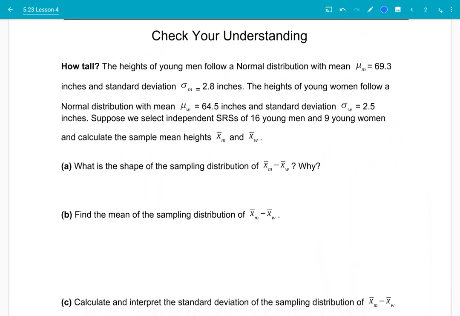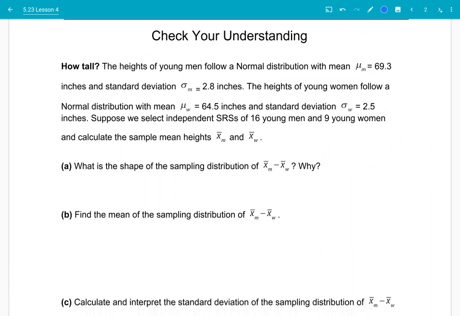So for the check for understanding problem, the heights of young men follow a normal distribution with a mean of 69.3. Notice they used M and W for men and women instead of 1 and 2. Remember, I said in proportion problems, you can do it either way. Sometimes letters are helpful because we don't have to clarify what's what. That was the mean in inches. Standard deviation was 2.8 inches.